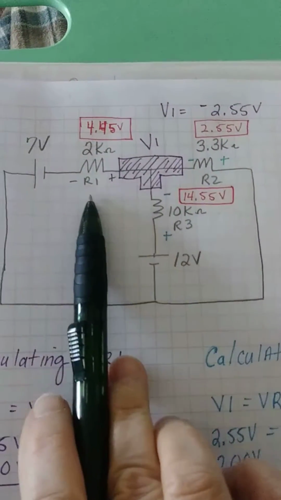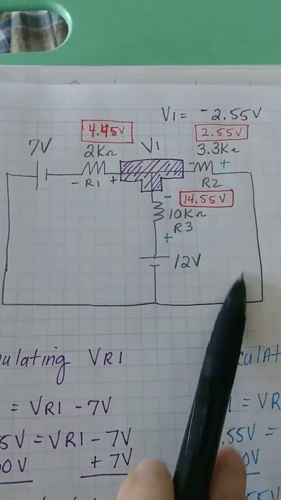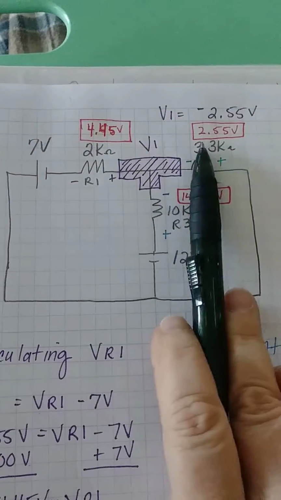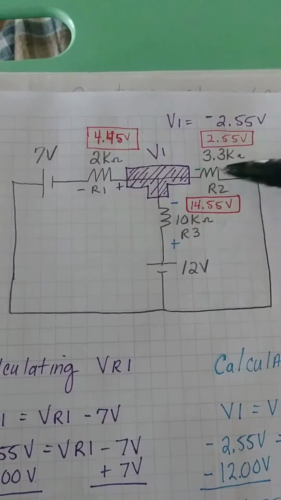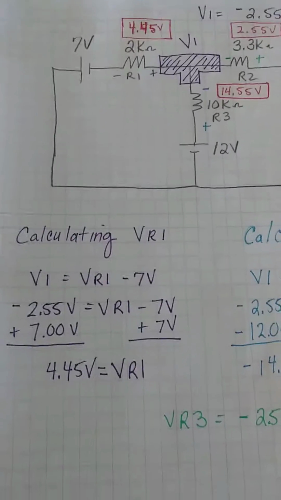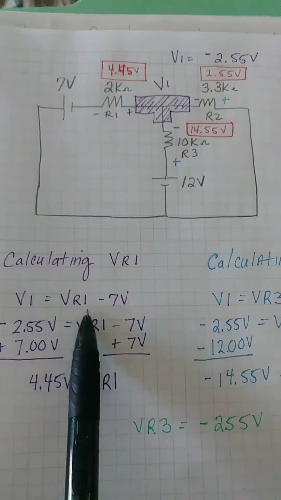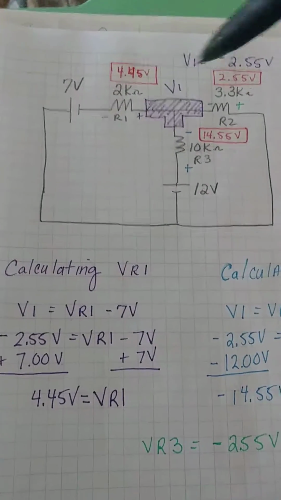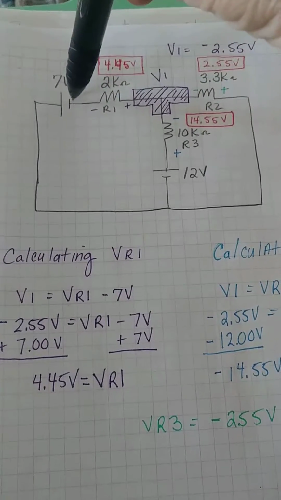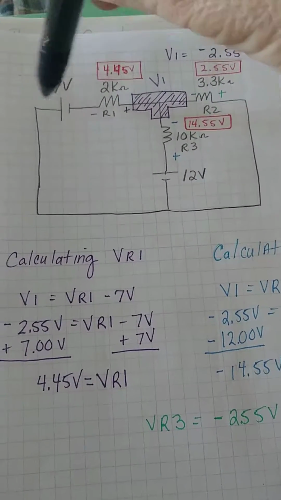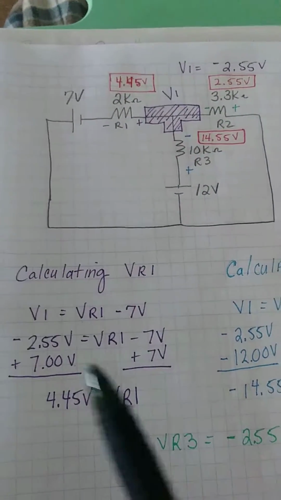We have to solve for VR1 and VR3. VR2 is just from the node to the reference, so it would be negative 2.55 volts. Okay, so it's going in that direction, negative, positive. When we calculate for VR1, it's V1 equals VR1 minus 7 volts. And we say it's minus 7 volts because if we go to the node, we pass this, we're entering the negative side of that battery, and then we'd be going down to a node. So it'd be negative 7 volts.